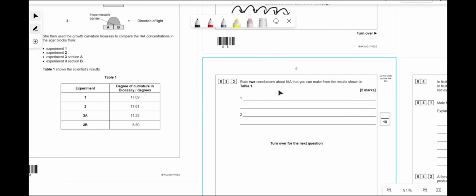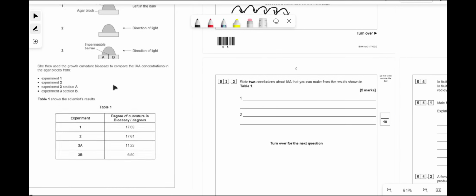So now it says, state 2 conclusions about IAA that you can make from the results shown in the table. In experiment 1, the degree of curvature was 17.69, which means there's quite a decent amount of IAA. Whereas in experiment 2, it's not very much different. So maybe light and dark doesn't really have any impact on the IAA. So we can think about that. And then 3A is 11.22, and 3B is 6.50. So what that's implying is that IAA is lower here and higher here.